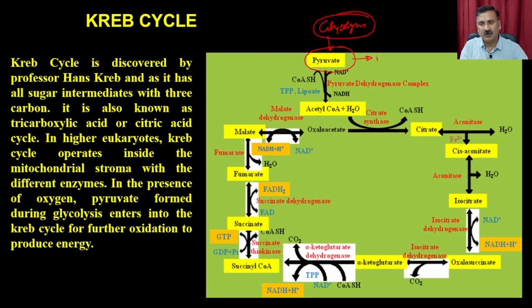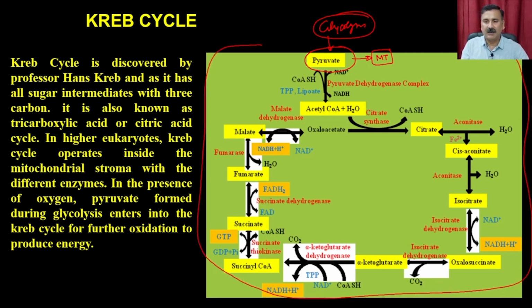So pyruvate is actually going to enter into the mitochondria, and then within the mitochondria all these reactions are going to be catalyzed by multiple enzymatic steps, and all these multiple enzymatic steps come under the collective name called the Krebs cycle, because it is a cyclic event. You can start from here and then you end up here.